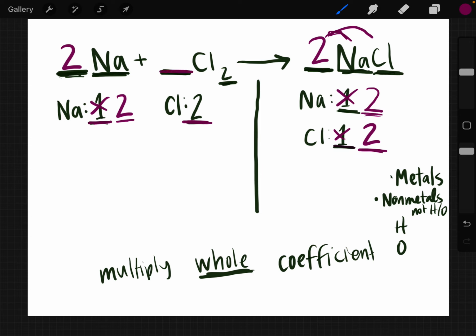You might be asking, Miss M, why did you leave one of these blank? Technically, a blank means 1. But we are lazy. If you just leave something blank, we're automatically going to assume that it's 1. So technically the coefficients here are 2, 1, 2. Don't ever think that a blank coefficient is 0, because that's just not true.